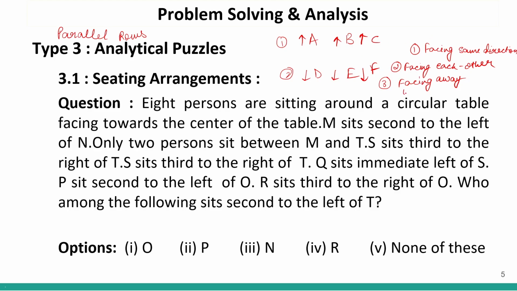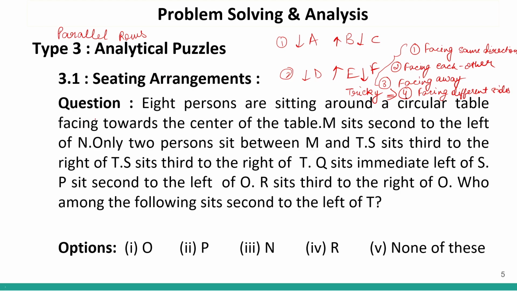Then the last possibility, which will increase the difficulty level of the question, is that everyone is facing different sides. That means, let's say A is facing south, this is facing north, this is facing south. Similarly, this is facing north, this is south. So anyone can face any direction. These types of questions are tricky or difficult questions. But these three are comparatively easier to solve: if they are facing the same direction, if they are facing each other, or if they are facing away from each other. Okay, clear? So these are the 4 types of questions that can come in your seating arrangement.